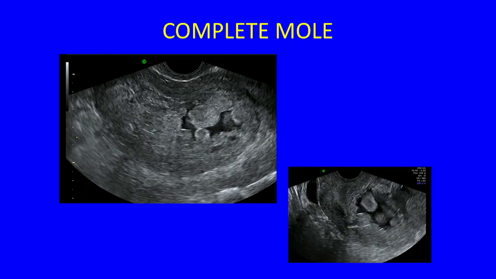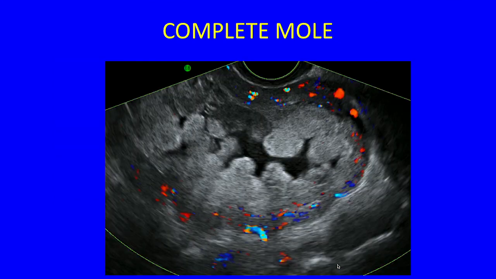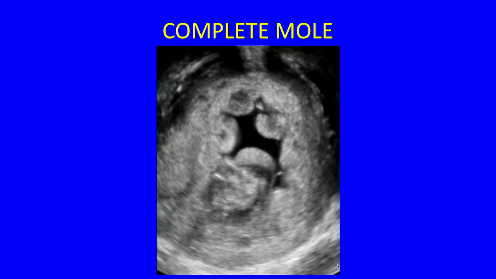Molar pregnancy is another thing, of course, you'll be seeing if you scan in the early pregnancy unit, and it looked a little bit heterogeneous, not so vascular, just vascular at the periphery, and that's what it looked like on 3D.